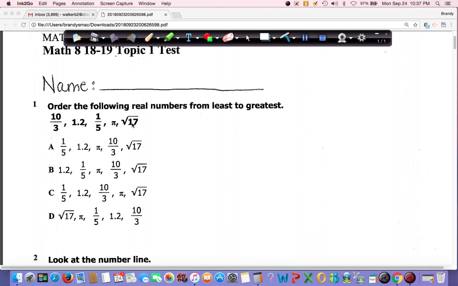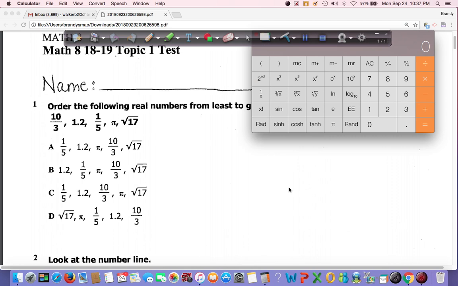When you have numbers that they want you to put in order and they're in different formats, you need to change them to decimals. You got it. So we're going to need our handy dandy little calculator. There it is. And we're going to change our numbers into decimals.